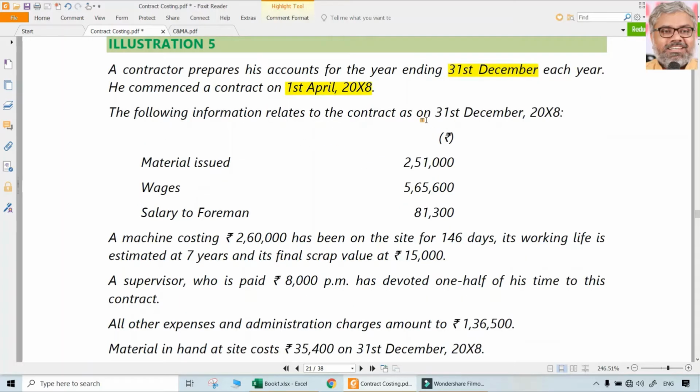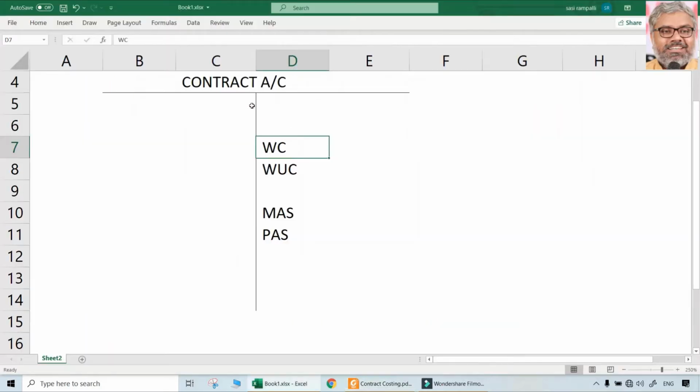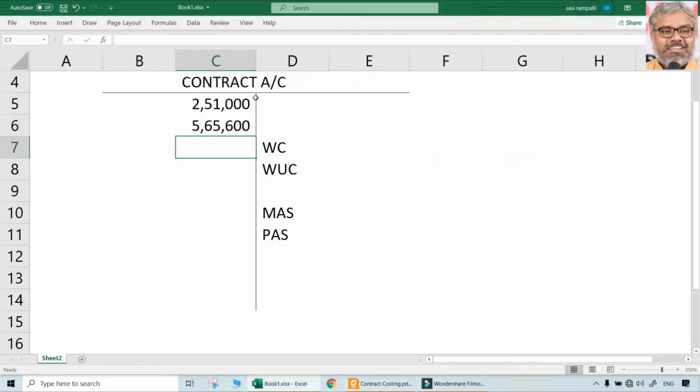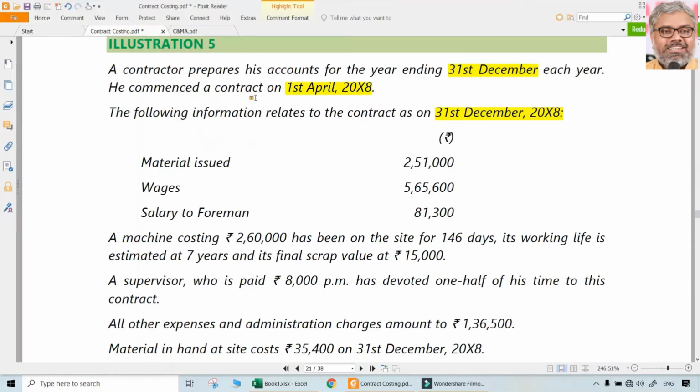And the following information is related to the contract on 31st December, whatever it is. Materials issued, same thing, 2,51,000 debit to the contract account. Wages 5,65,600. Then salary to foreman 81,300. Then look at the further data.